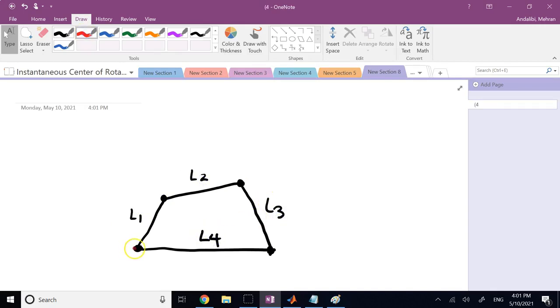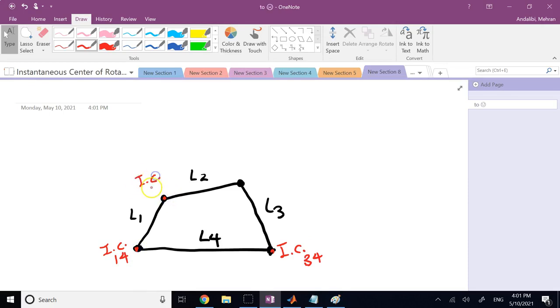Now, if I name them, this one was IC of member 1 with respect to 4, the crank with respect to the ground. This one was IC of 3 with respect to 4. This one was IC of 1 with respect to 2 or 2 with respect to 1. They are the same thing, whether it's a 2, 1 or 1, 2. And this is the IC of 2 with respect to 3 or 3 with respect to 2.